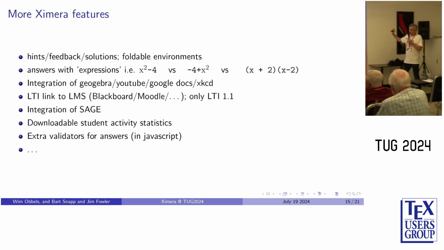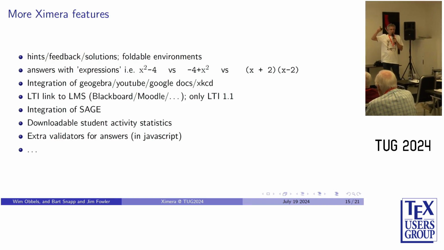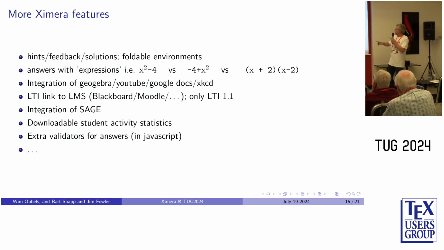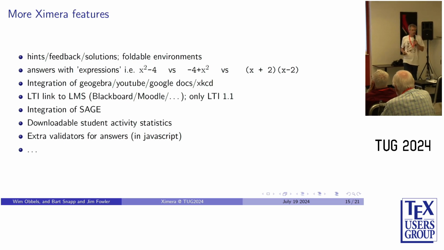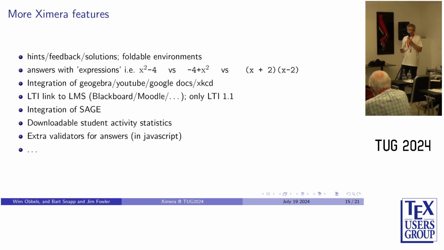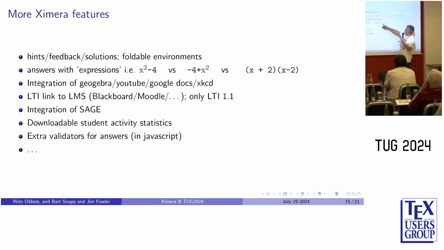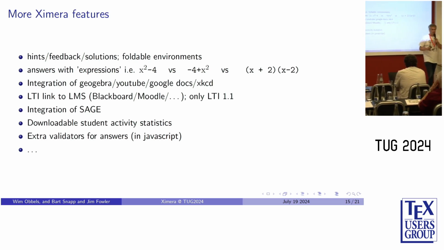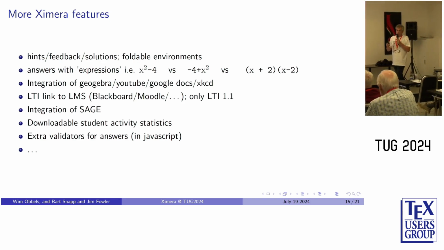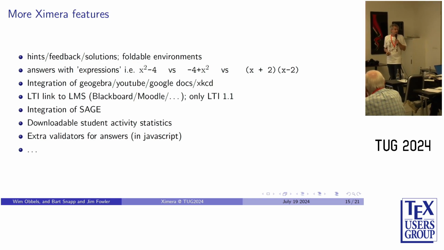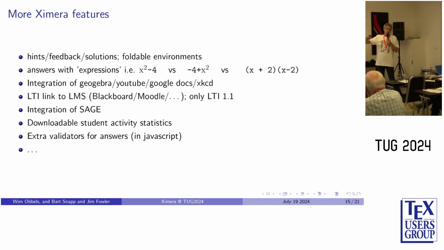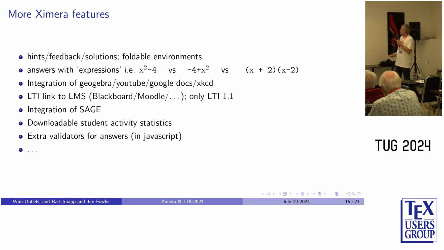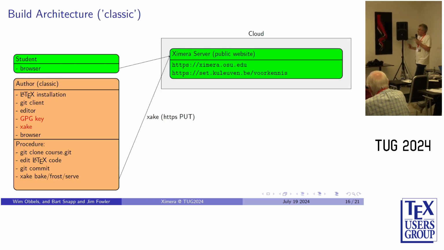There are lots of things I won't talk about. So the backslash answer is not completely trivial in the sense that by default x squared minus 4 or minus 4 plus x squared is considered equal. Also, x minus 2 times x plus 2 will be correct. We have LTI integration, but not to the most recent version. That's on the list. There is integration with Sage, so you can do computer algebra integrated with it. All student activities are logged, and you can download them from the website. How do we use this?